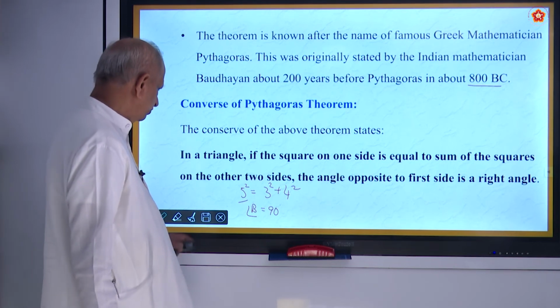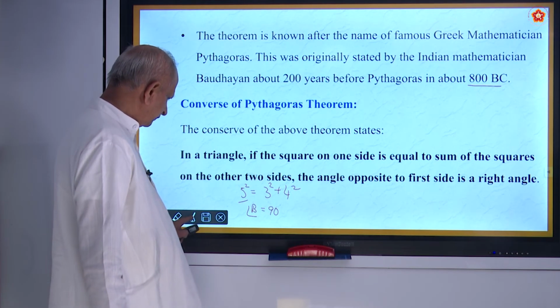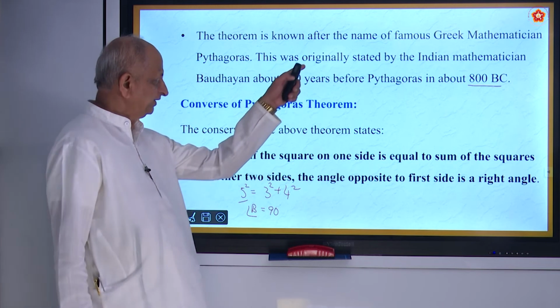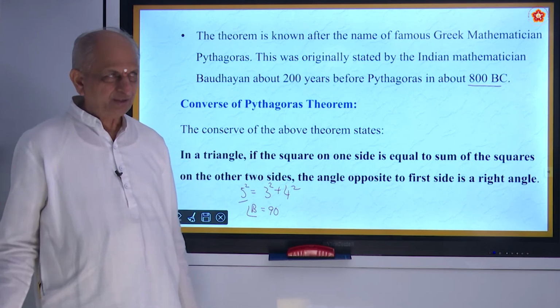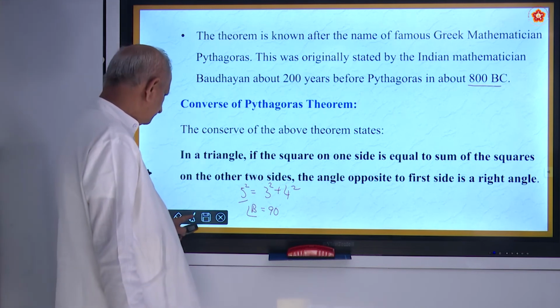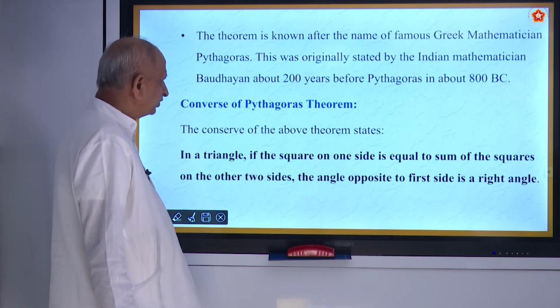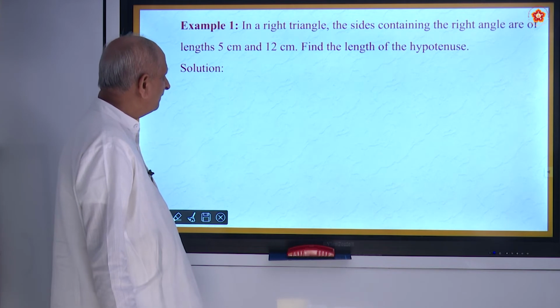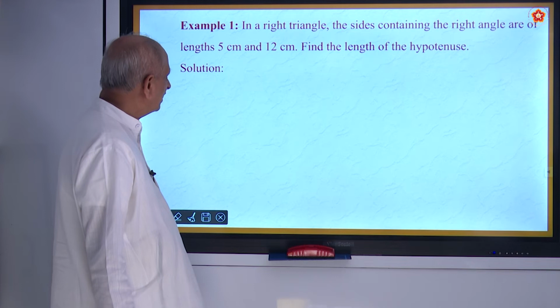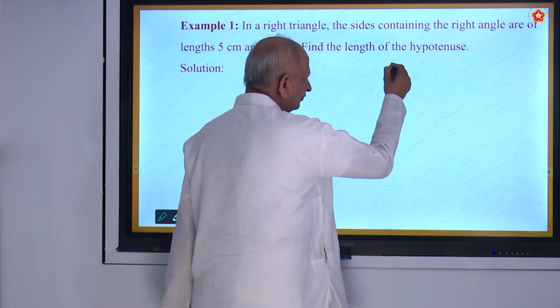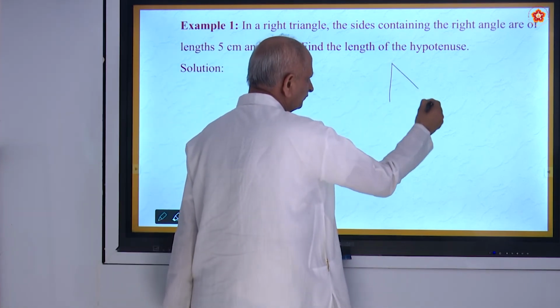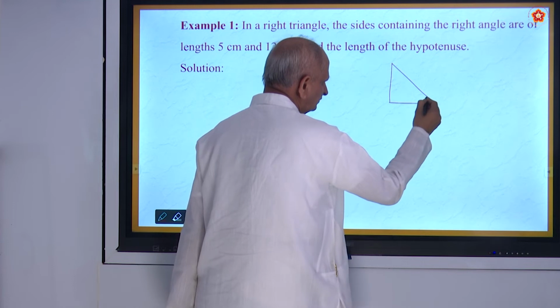Now, shall we go to some problems? So, it is from Vedic time only they knew this theorem, with the help of which they were preparing homakundas, which I was just now referring to. Now, let us work out some problems on this. In a right triangle, the sides containing the right angle are of length 5 and 12. Find the length of the hypotenuse. So, what is hypotenuse? That is the longest side.